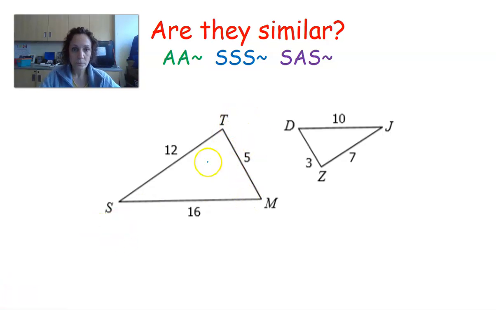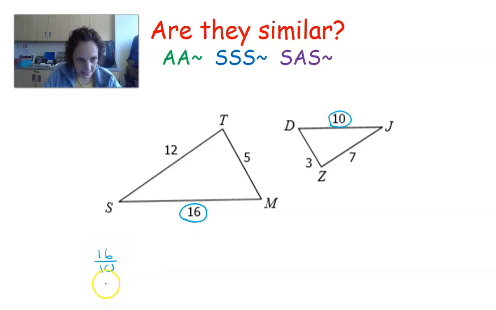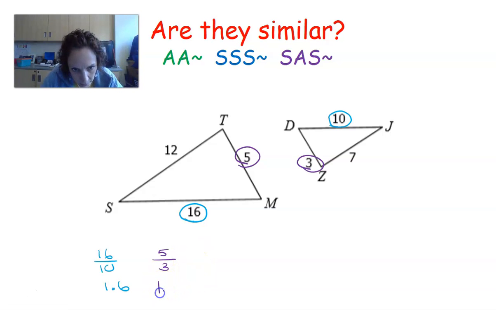Okay, let's see here. I'm going to pair up big side with big side. Over here, my biggest side is 16. Over here, my biggest side is 10. So I have a ratio of 16 to 10, and that's going to be 1.6, so we divide it out. Little side, 5, with little side, 3. So 5 to 3. If you take 5 divided by 3, you get 1.6 repeating.